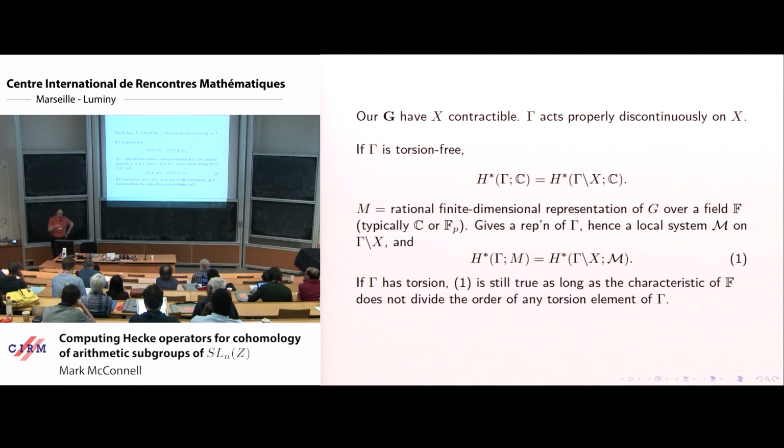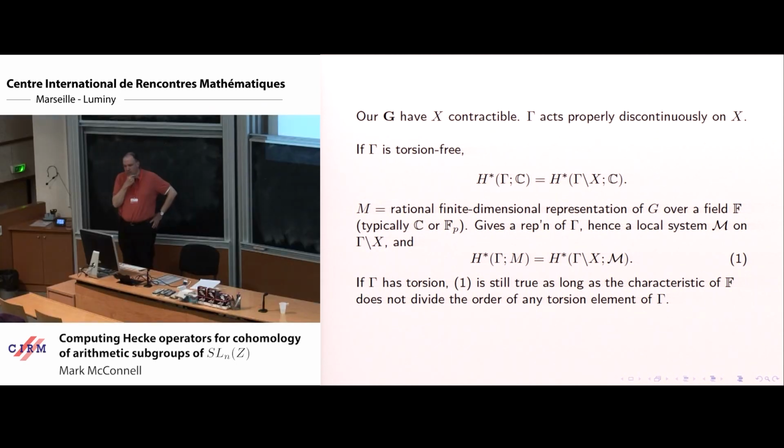Then if gamma has torsion, well, that last equation is still true if the characteristic of the field does not divide the order of any of the torsion elements. And in fact, I don't really need to say that, because even if the characteristic of F does divide the order of some torsion elements, I'll have a few things to say about that later.